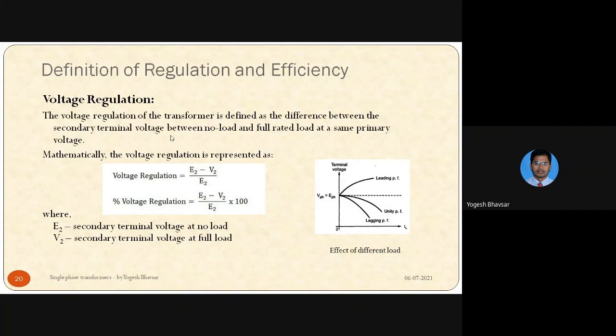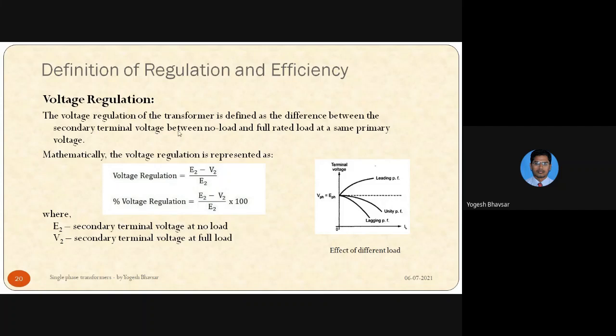The same thing happens to the transformer also. When we connect different types of load to the secondary of the transformer, and gradually increase that load, there will be a reduction in the voltage. So voltage regulation is the parameter with the help of which we can observe the effect of load on the voltage. It is defined as the change in the voltage, or the difference in the voltage at the secondary terminal from no load to full load, keeping the primary source voltage constant.